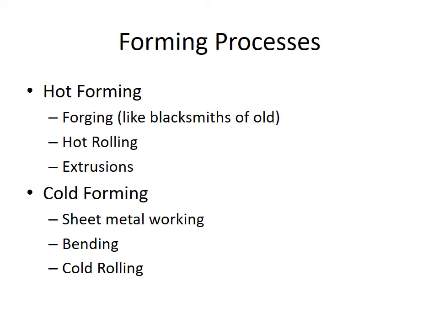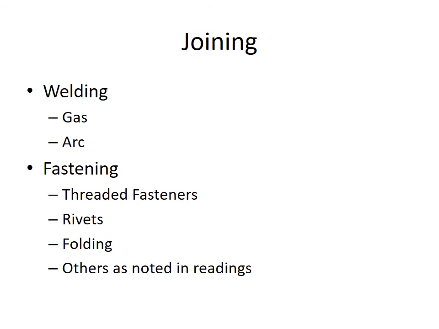There's a few other processes. You have cold forming processes, and that's where you would take sheet metal, bend it, flip it over, do something with it. Cold rolling processes. We'll be going into some of these through the course, but these are just the categories. You got joining processes, and obviously there's welding, which you're probably familiar with. Gas and arc welding. If you're not familiar with it, you know the concept. You're going to learn a lot more about it.